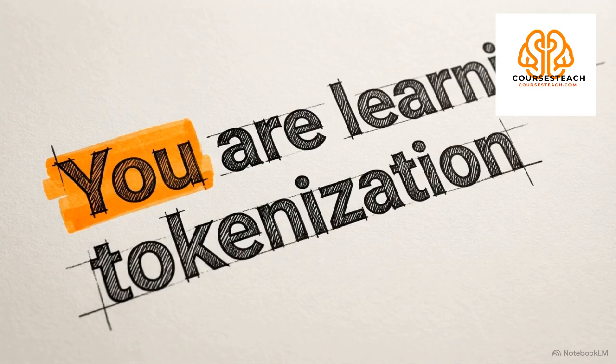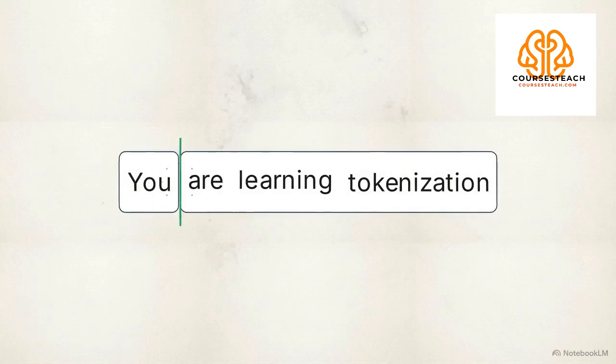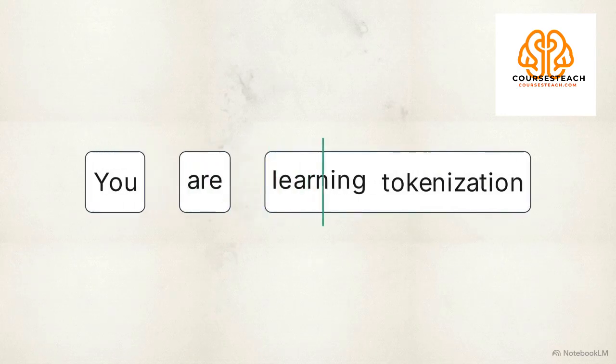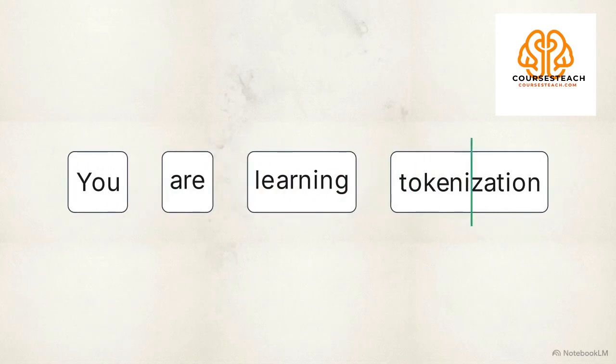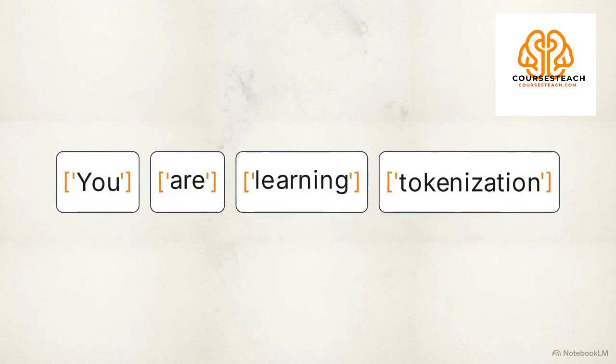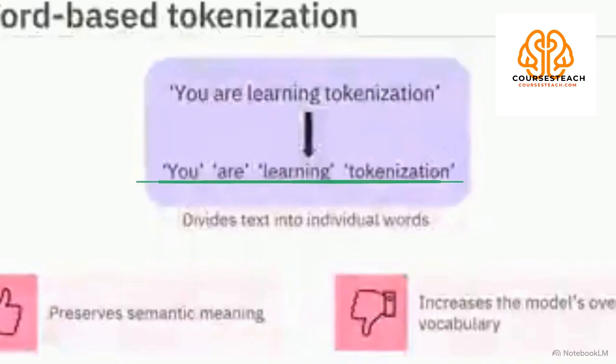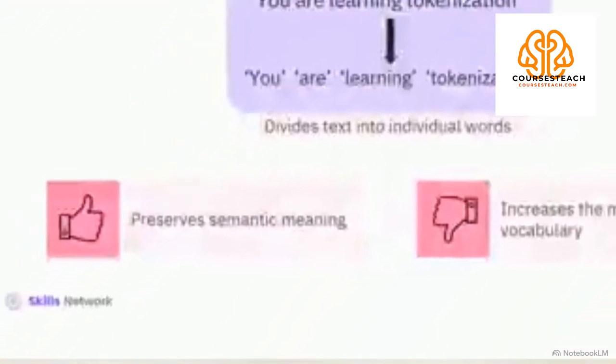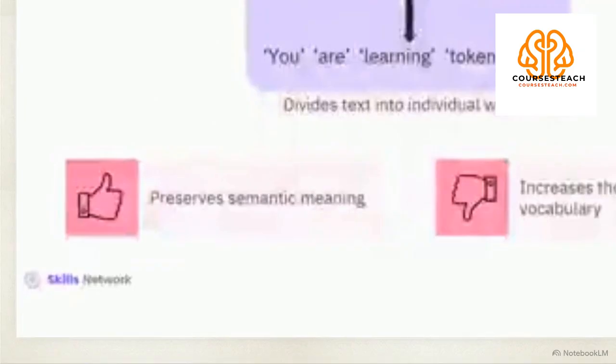The most intuitive approach is word-based tokenization. Here, the tokenizer scans the text and splits it every time it encounters a space, treating each distinct word as an independent token. This diagram shows how a sentence like, "You are learning tokenization," is divided directly into 4 individual word strings. The engineering benefit of this method is interpretability. The semantic unit remains intact, passing clear, dense meaning to the model.